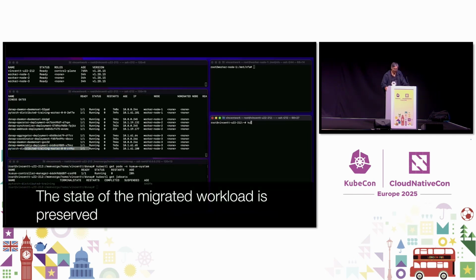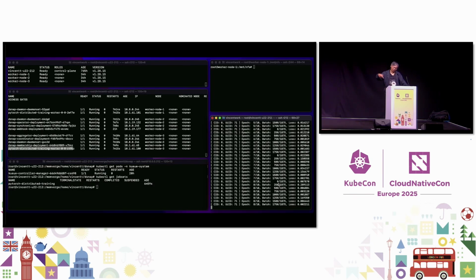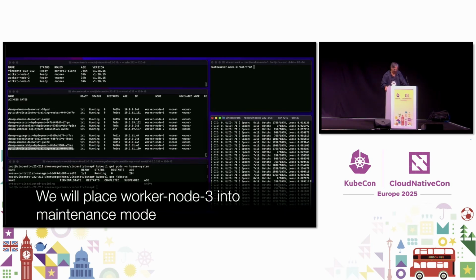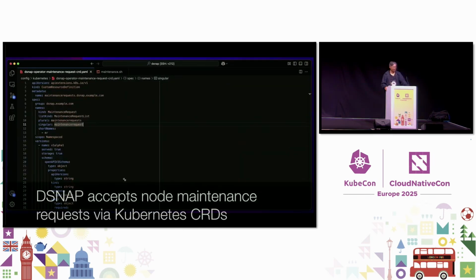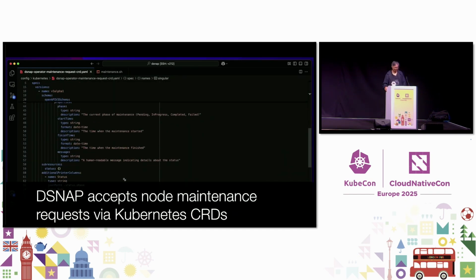That's the job set. And then what we're doing here is we're going to show the log so you can watch the epochs and batches go by. And so we'll show you later on that there's total continuity even though we restarted it elsewhere. Now we're highlighting node 3 because that's the one we're going to take down. This is a maintenance CRD that we set up in conjunction with our operator.